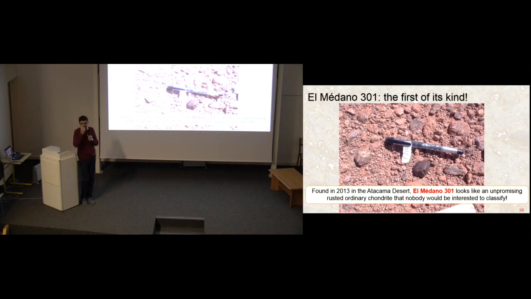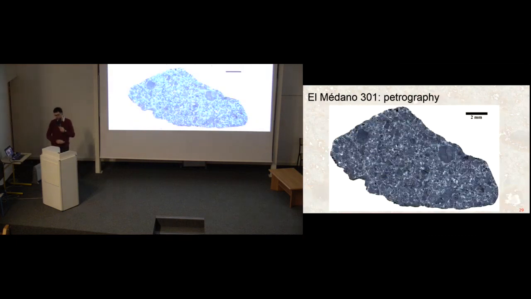Some people don't classify these meteorites because they think that they are just some normal meteorites. But among these collections of very rusty, badly-looking meteorites, we may find very important meteorites as well. So one important meteorite is this small 16-gram fragment, which was found in the Atacama Desert in 2013 by Professor Pierre Rochette. And at the beginning, it was looking like a normal, ordinary chondrite, so a very weathered, ordinary chondrite.